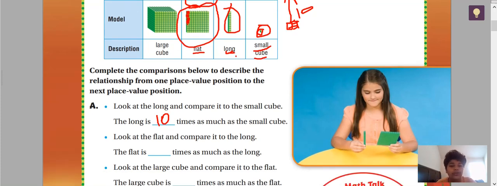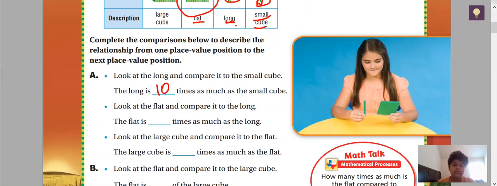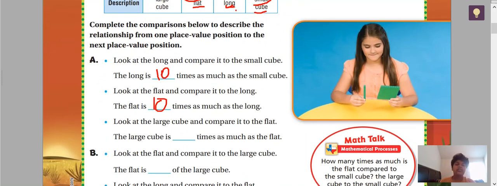Alright, so what do you think the answer was? Yes, it was 10. You guys are all right. If you got the answer right, pat yourself on the back. You know the answer. Now let's go to the third question.